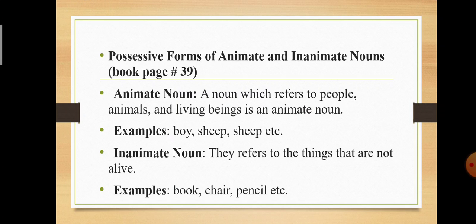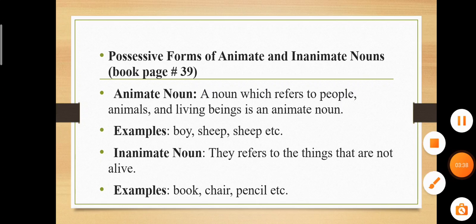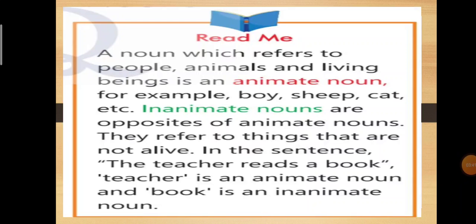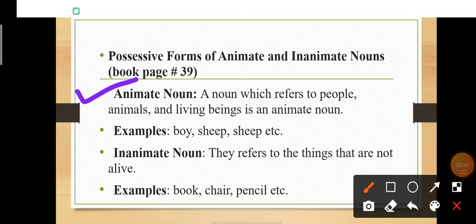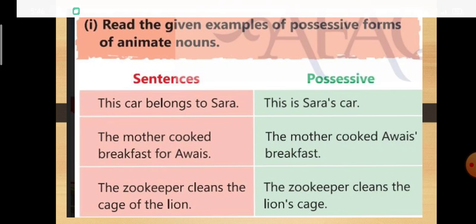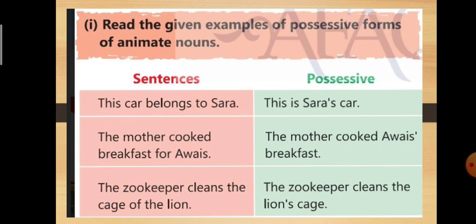So students, now I will tell you the definitions of animate nouns and inanimate nouns. Animate nouns, a noun which refers to people, animals and living beings is an animate noun. For example, boy, sheep, etc. Inanimate noun, they refer to the things that are not alive, book, chair, pencil, etc. So here some examples are given on your book.